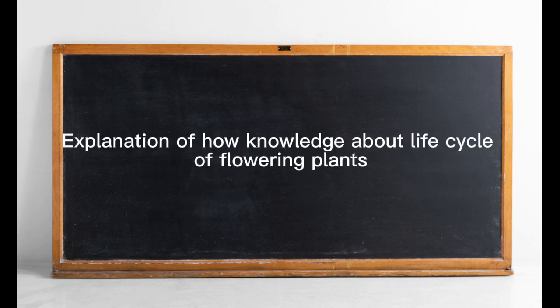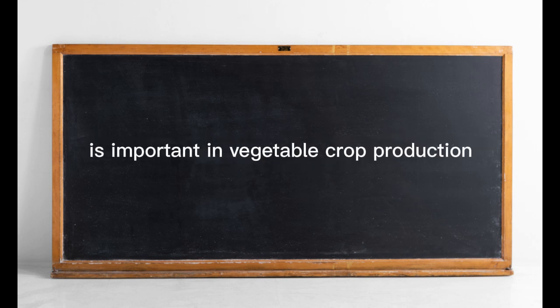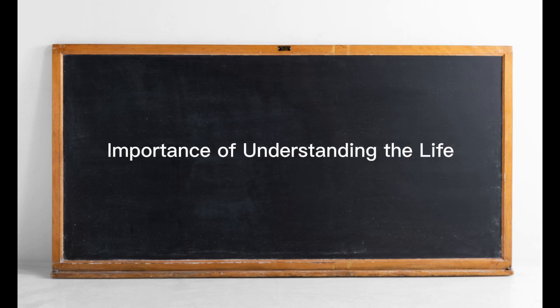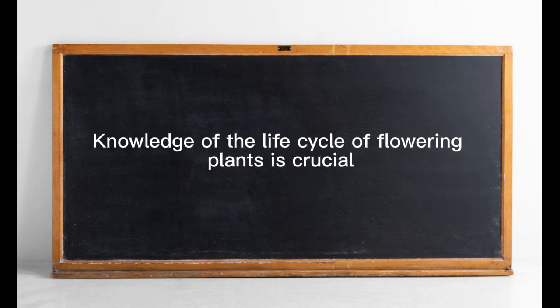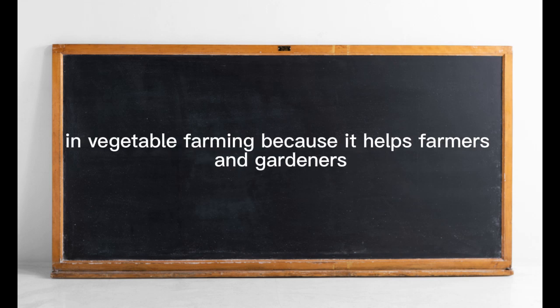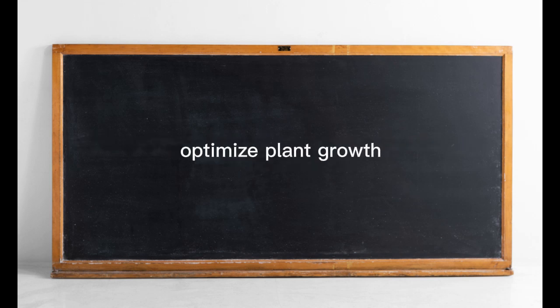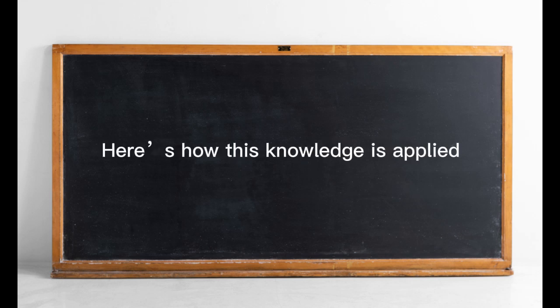Explanation of how knowledge about the life cycle of flowering plants is important in vegetable crop production. Importance of understanding the life cycle of flowering plants in vegetable crop production. Knowledge of the life cycle of flowering plants is crucial in vegetable farming because it helps farmers and gardeners optimize plant growth, improve yield, and manage crops effectively. Here's how this knowledge is applied.